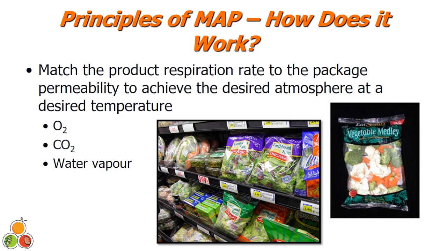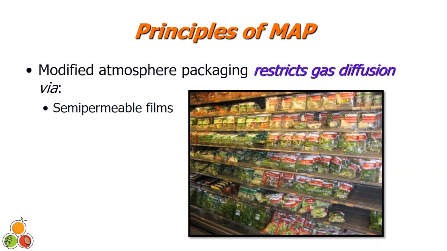So how does it work? Modified atmosphere packaging, or MAP, is a system that restricts the gas diffusion in and out of the package so that the atmosphere inside the package is modified in terms of reducing oxygen and elevating the CO2, as well as capturing and containing the water vapor. So you can do that using semi-permeable films that by their chemical properties will allow oxygen and CO2 to move through the film at different rates. You can have microporous films that have materials incorporated into the film that make very small microscopic air passageways for the gases to move through.